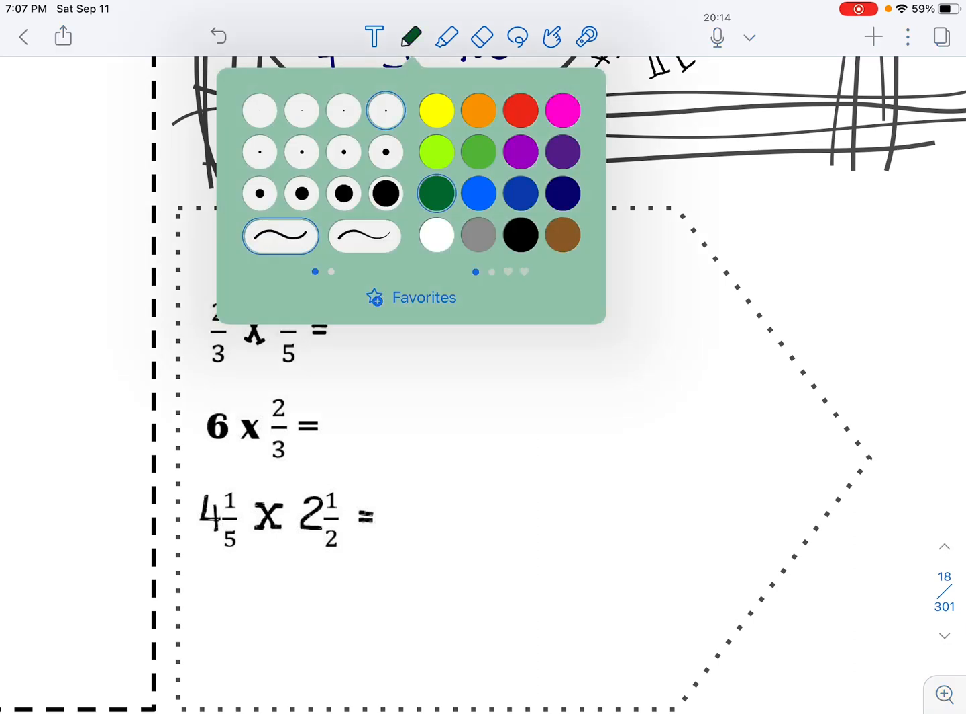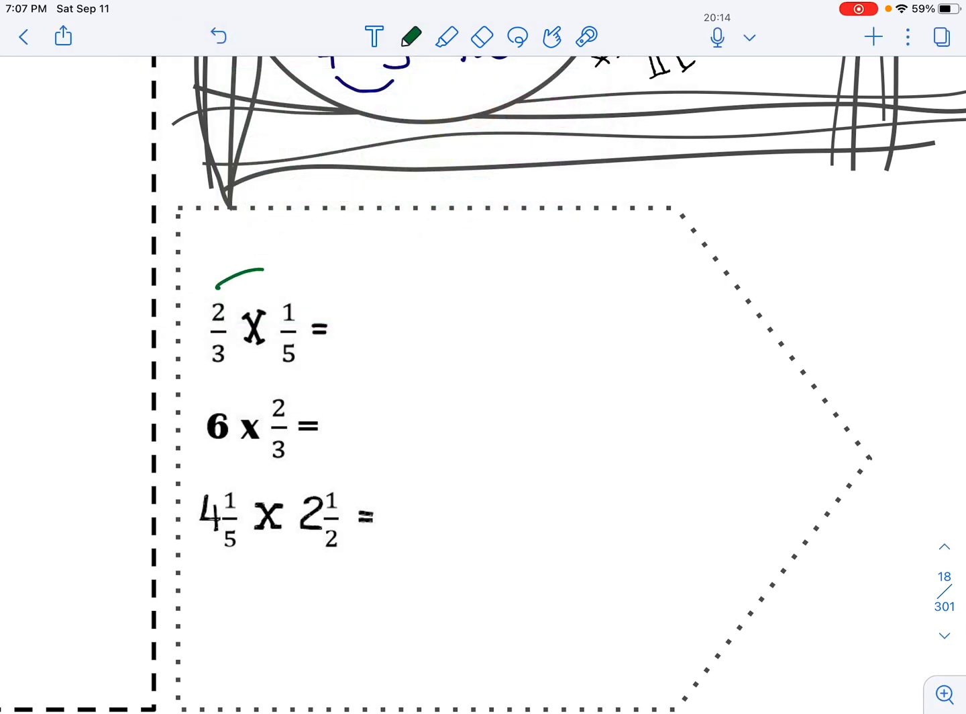So we have 2 times 1 and 3 times 5. So I'm going to write these together on my numerators. And then I have my denominators, 3 times 5, which equals 2/15. And since that cannot be simplified, that would be my answer.